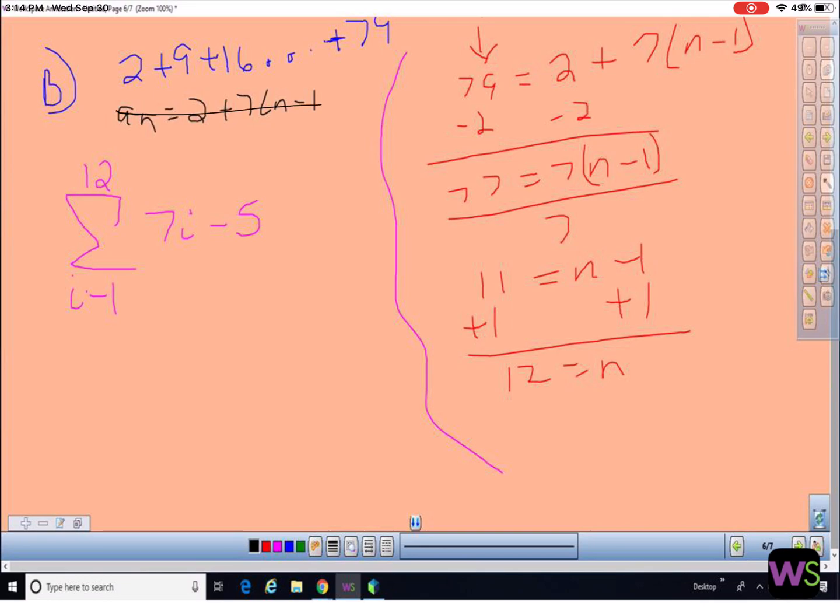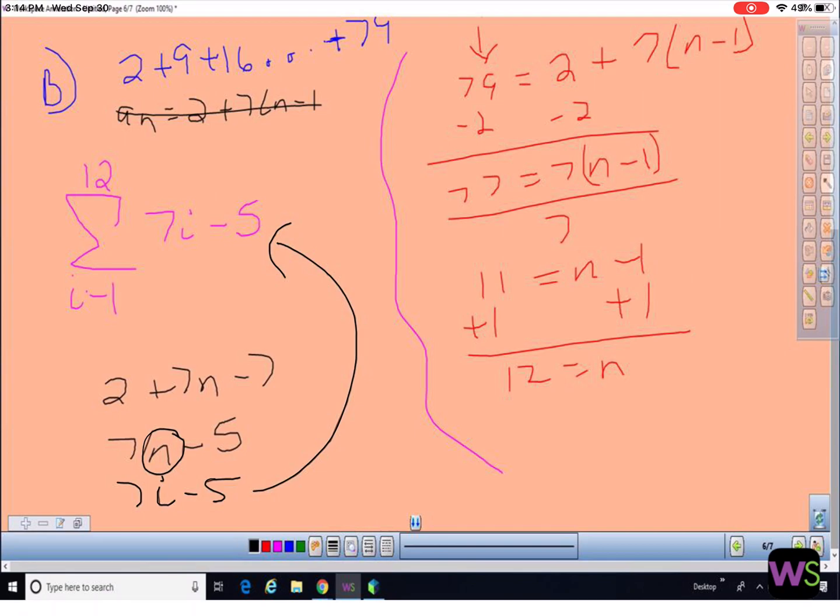Do you see the 5? All I did was take that. I did the 2 plus 7n minus 7, and that gave me 7n minus 5. And in place of the n, they plugged in i, so 7i minus 5. If you're wondering where that came from, it's this line right here, but just distributed out. Okay.